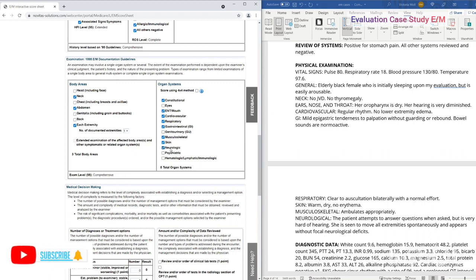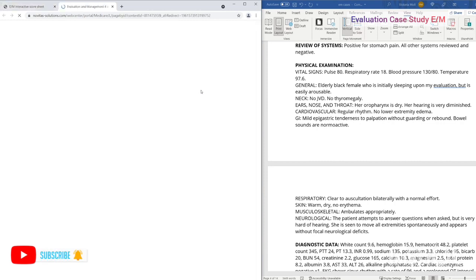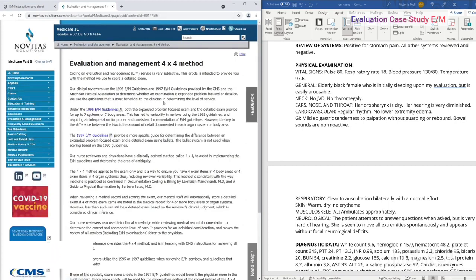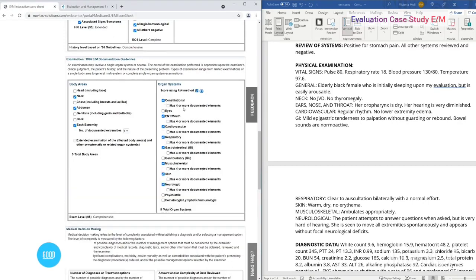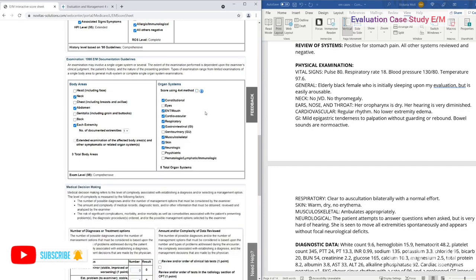So right there you can see we jumped up to our comprehensive. Even though we didn't do so well in body areas, it's going to calculate out whichever one we did the higher score on, which was our organ systems. If you need to score based off of the 4x4 exam, which is a Novitas criteria and not for all areas, it will give you information here if you click on it about how they use this 4x4 method to calculate a detailed examination. And you can click this box here to calculate if it has 4 or more documented elements.